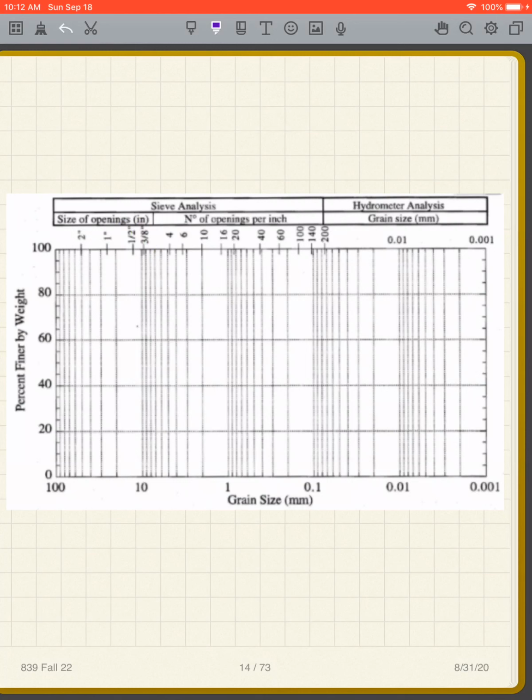So you use this x-axis, not this x-axis, to plot the points. This is the percent finer, percent passing by weight, and here these are all percentages. So pause the video, and in the notes you have this plot. So go ahead and plot those points by hand on this. Okay, I'm going to stop here.